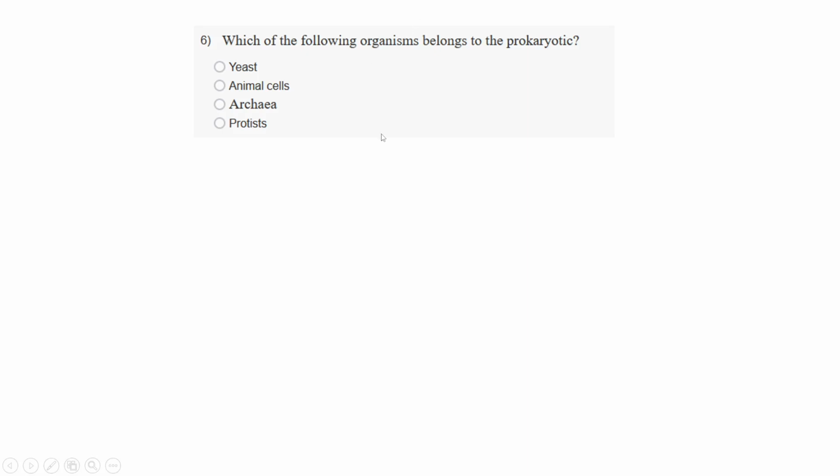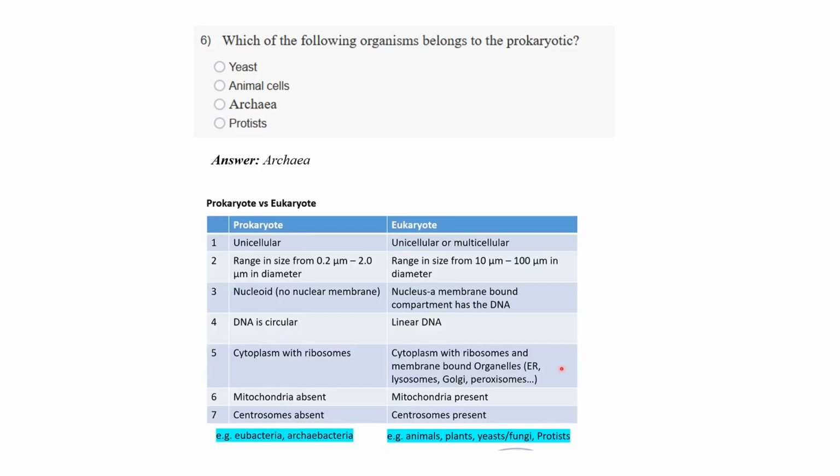So the next question is: which of the following organisms belongs to the prokaryotes? You need to answer. Archaea, archaebacteria. Others? Yes, sir, C is the option. Okay, so Archaea is the answer.